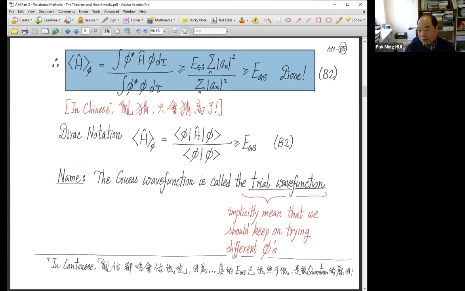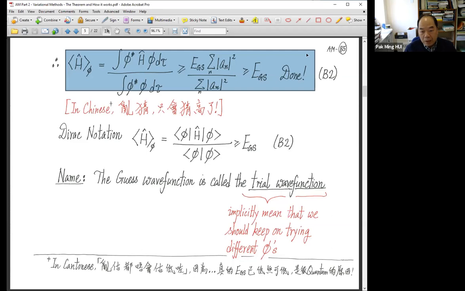If you want to remember this easily, in Chinese, it is 你乱猜，你只会猜高了. Pretty good, right? In Cantonese, 你亂估，你唔會估低咗嘅. You guess a wave function randomly, and your expectation value will only be higher than the true one. Pretty nice. It's one-sided. It's very quantum because there exists a lowest one.